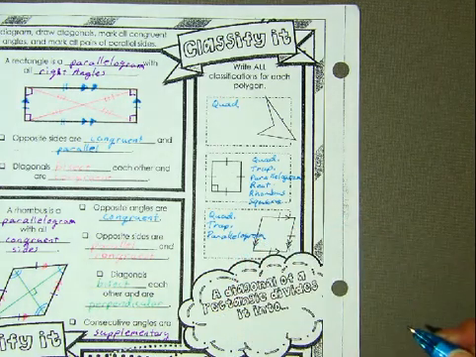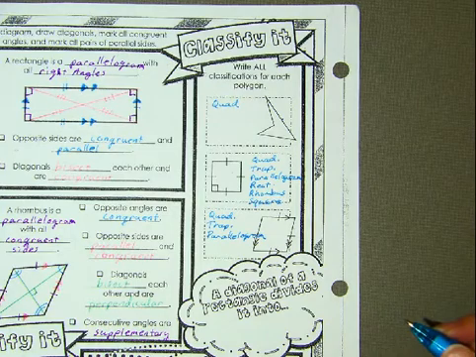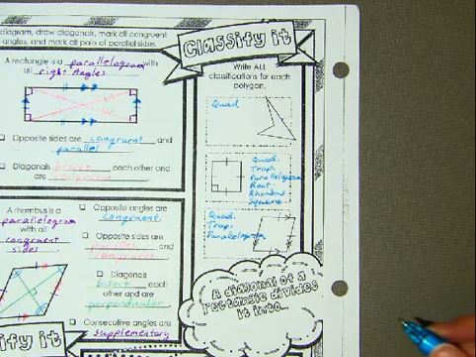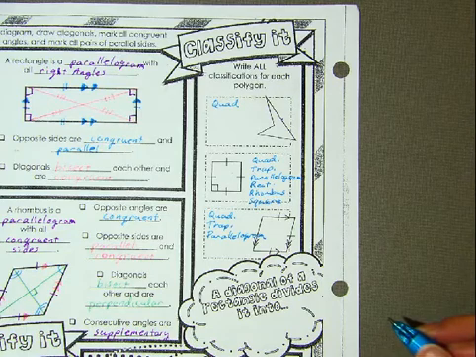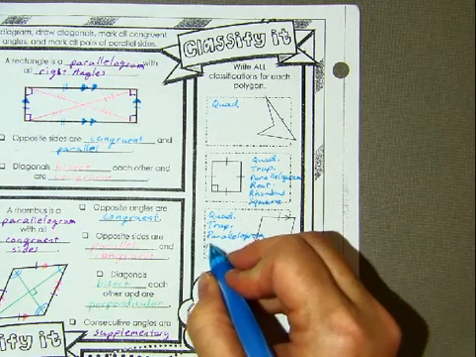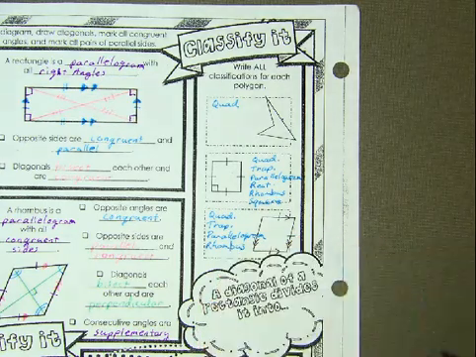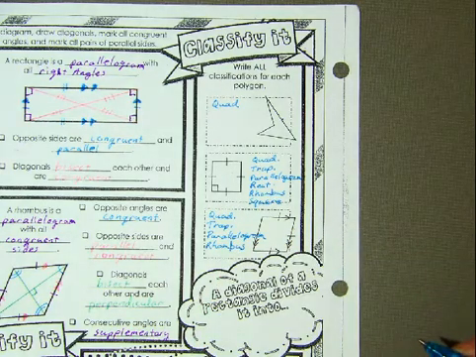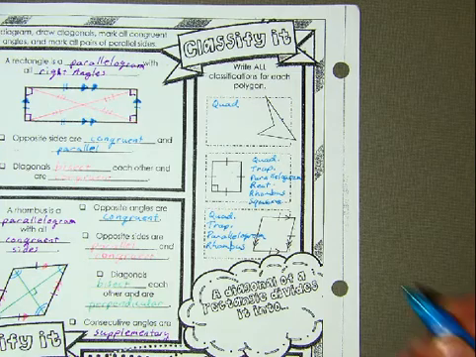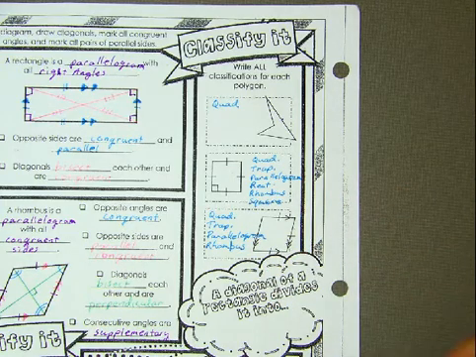Next is rectangle. Do we have right angles? I don't see any right angles there, so I can't say rectangle. Next one is rhombus. Do we have congruent sides? Yes, we have congruent sides, so we can say rhombus. And since we said no to rectangle, it cannot be a square. So we're just going to have 4 for that one.